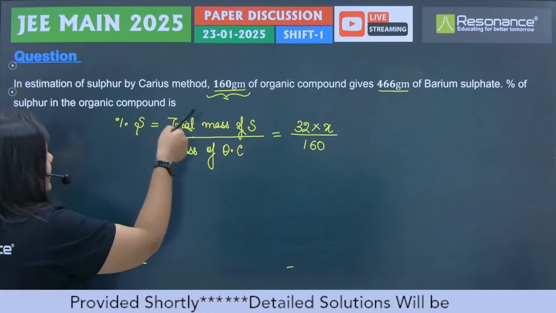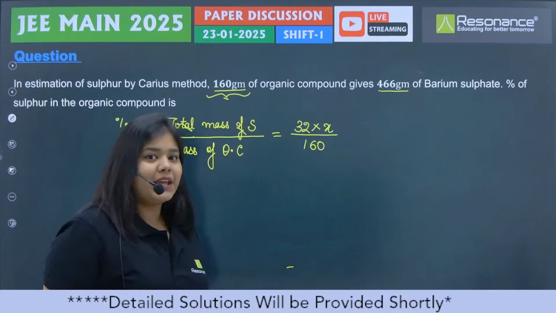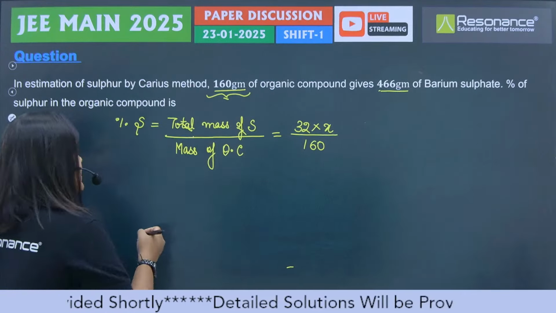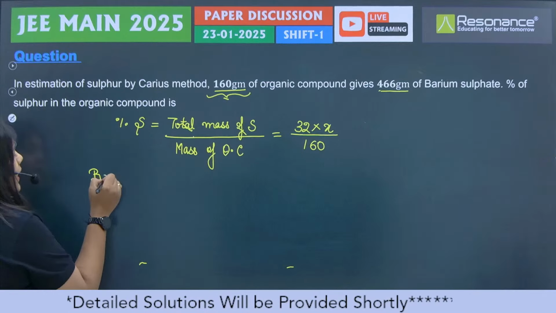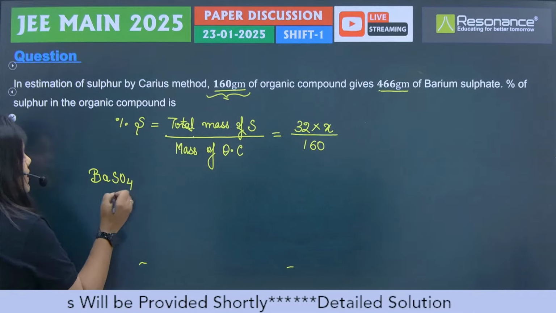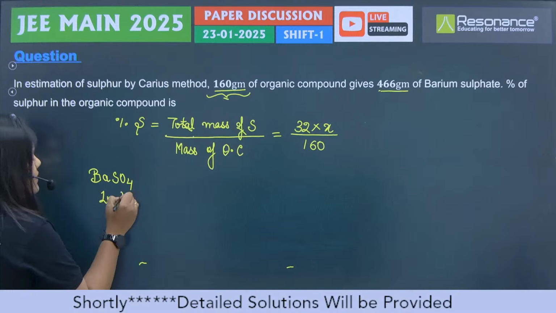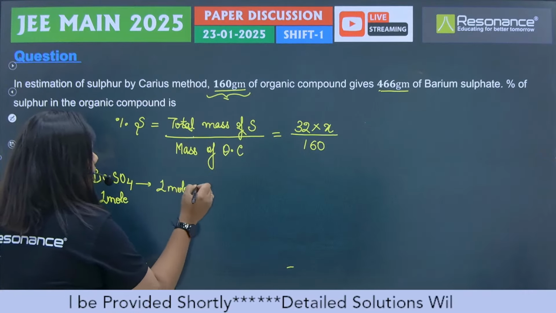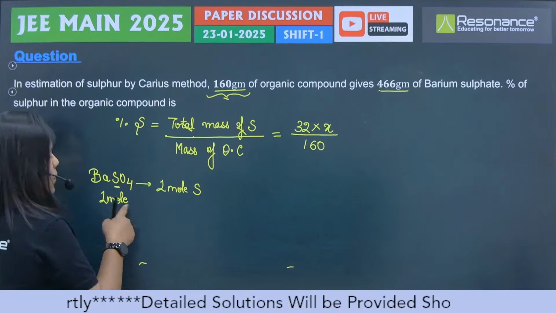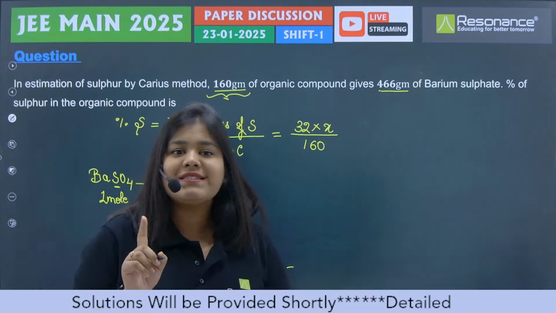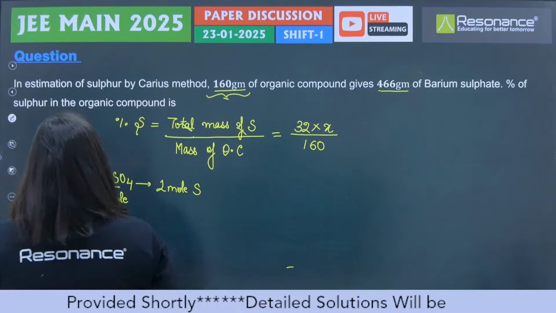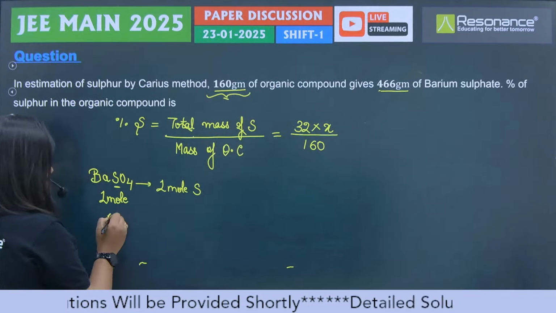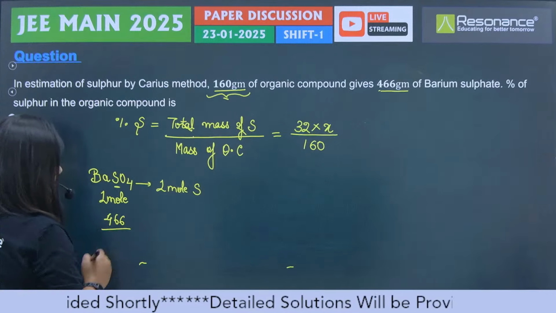The organic compound is giving you barium sulfate, so taking sulfur to be conserved. In BaSO4, you can see 1 mole of BaSO4 gives 1 mole of sulfur, like in 1 BaSO4 there is 1 sulfur. So let's see how many moles of BaSO4 I am having: given mass 466 upon molar mass.